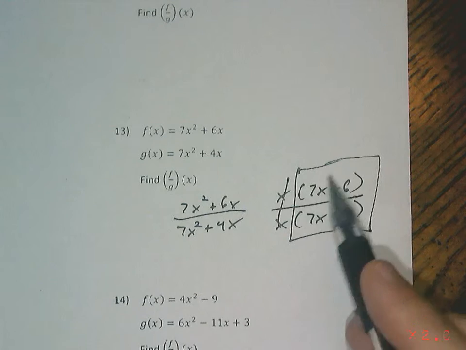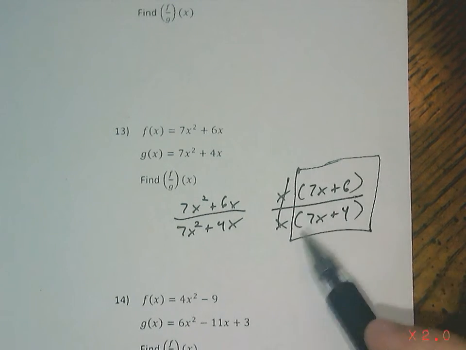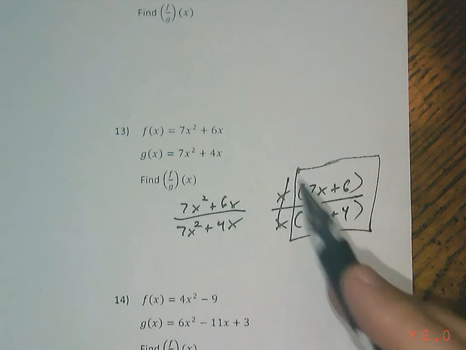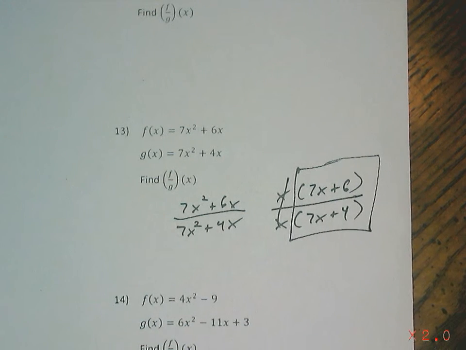I can't cancel out these because they're technically part of the same term. That 7x can't go into 4, or 7x can't go into 6, so I've just got to leave it like this. That is your final answer on that one. It's actually a pretty easy one, but that would be one that would trick up a lot of students.